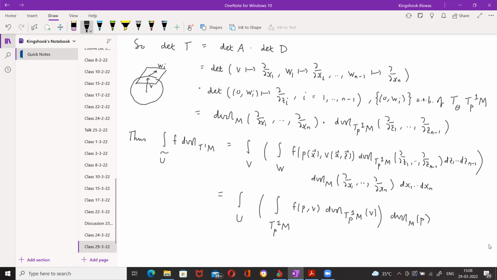I'm integrating over the base. U is a subset of N. And then for each point in U, I integrate over the fiber, which is TP1M, with respect to the Riemannian volume of the fiber. All right? Is this clear?